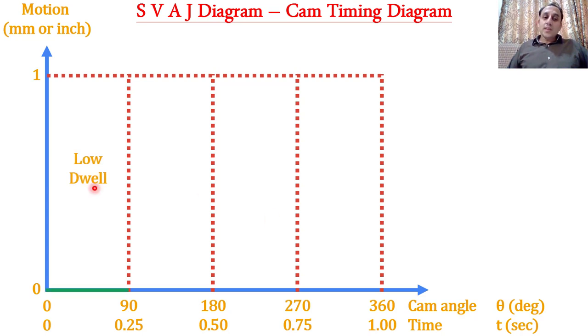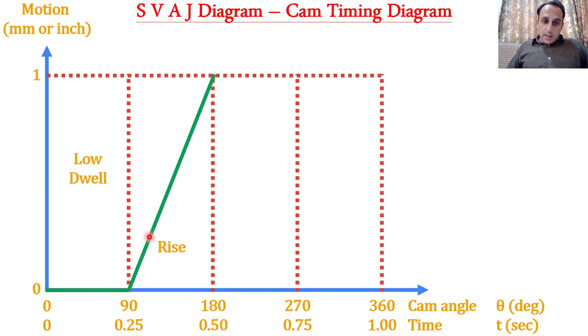So the first one is the low dwell. You can see the green line. It means the cam is rotating, but we are not getting any motion in the follower. So the cam will rotate from 0 to 90 degrees, but the follower will remain at its zero position. What about the next one? Then there is a rise. Now the cam is moving from 90 to 180 degrees and the follower moves from 0 to 1 inch, or from 0 to 25 mm.